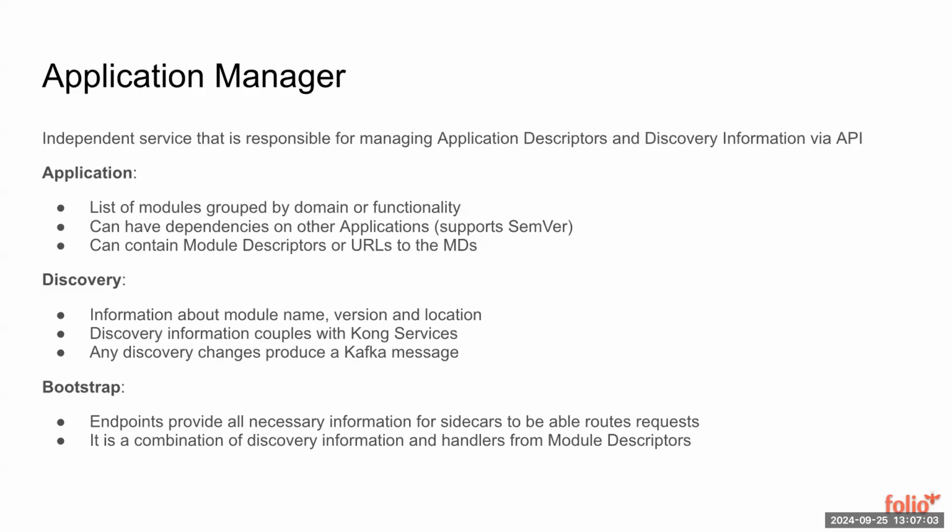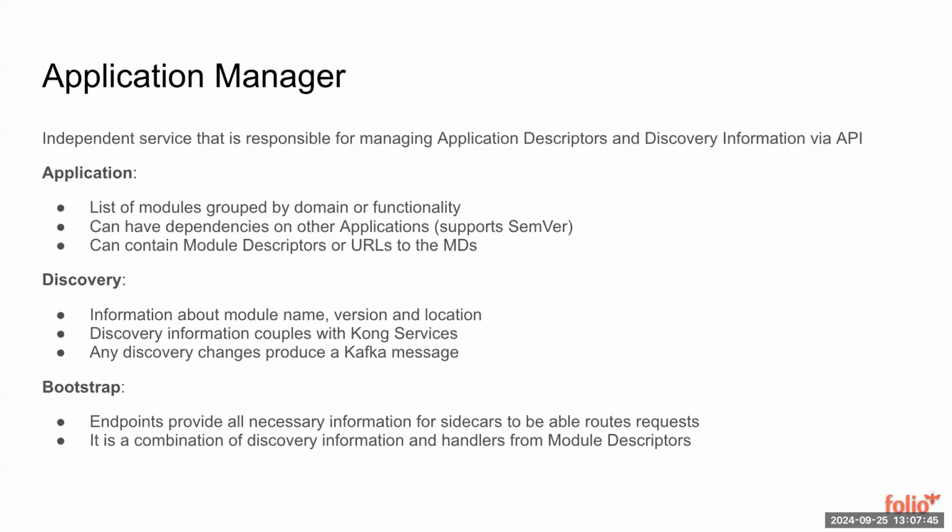This discovery information is tightly coupled with Conch services. So when we are creating a new discovery record inside of our application manager, it will automatically create corresponding services in Conch. And these services in Conch should have an upstream with information about where this particular service is deployed. All this should perform automatically, so no manual work managing Conch or anything else. Just a single call to application manager, create discovery, and everything should be in place.